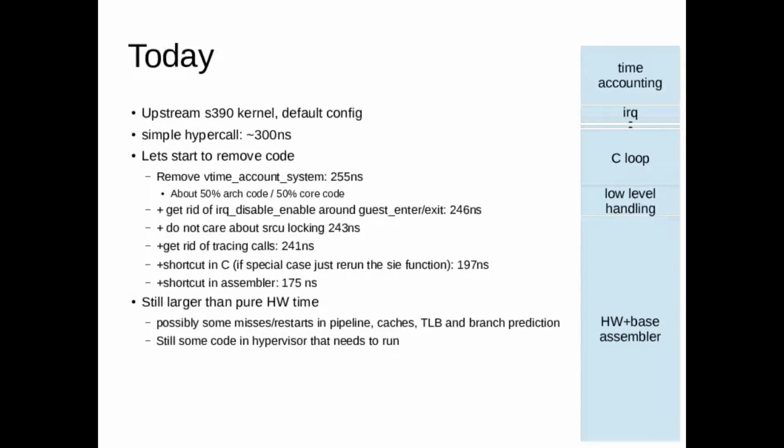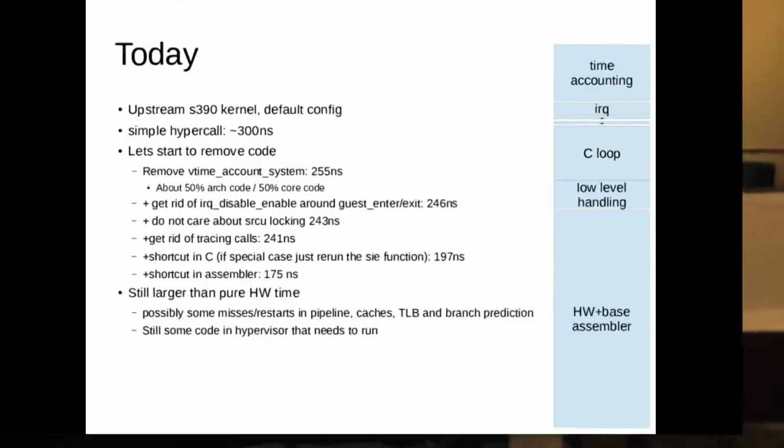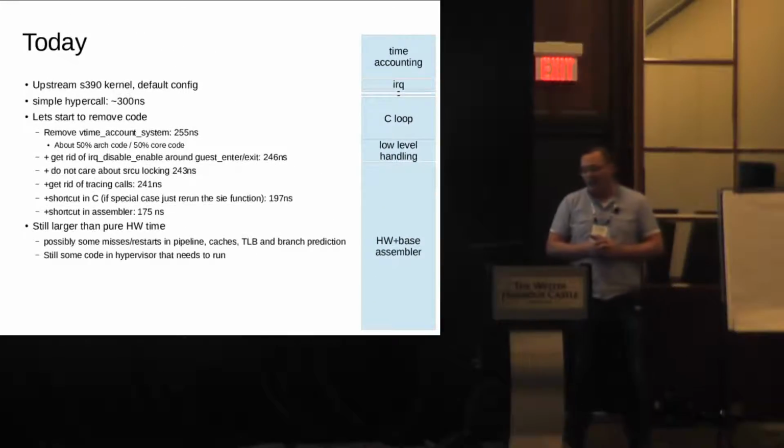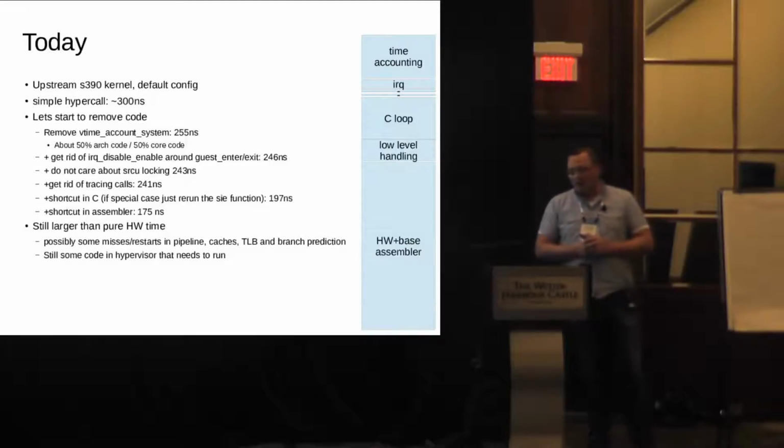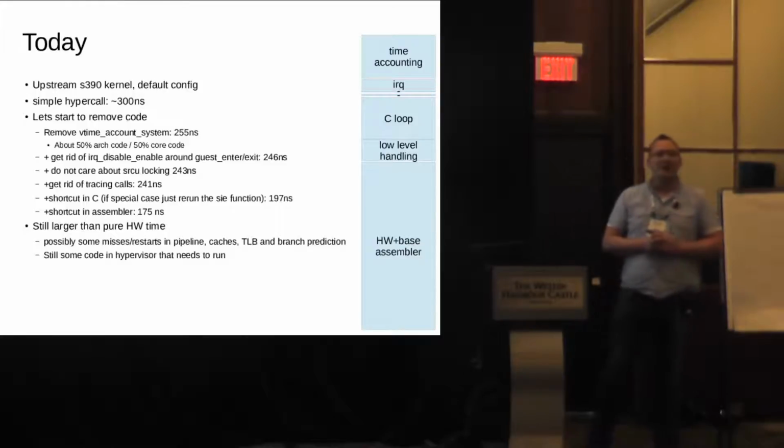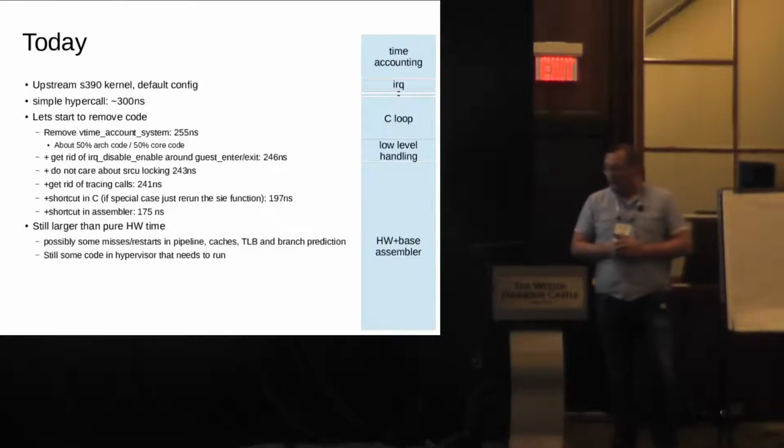As I said, with the upstream S390 kernel and my kernel config, I have 300 nanoseconds for a simple hypercall. I did that measurement with one CPU in the host and the guest. So I was able to remove code that is not strictly necessary in that case. Turns out that the biggest chunk is actually time accounting.